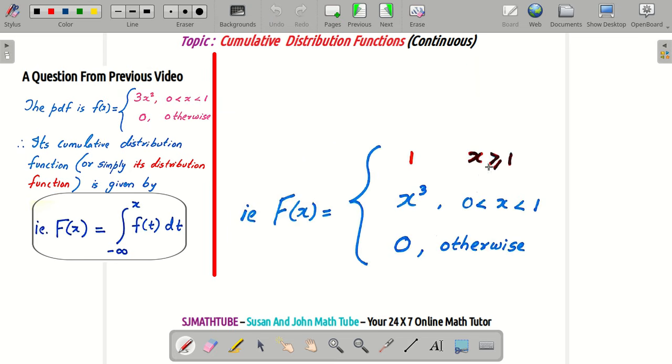I hope you got the point. This is how we define the cumulative distribution function, or our capital F of x. And this gives me the sum of all the probabilities from minus infinity to any desired number I like. Okay, let's move ahead and make things clear.